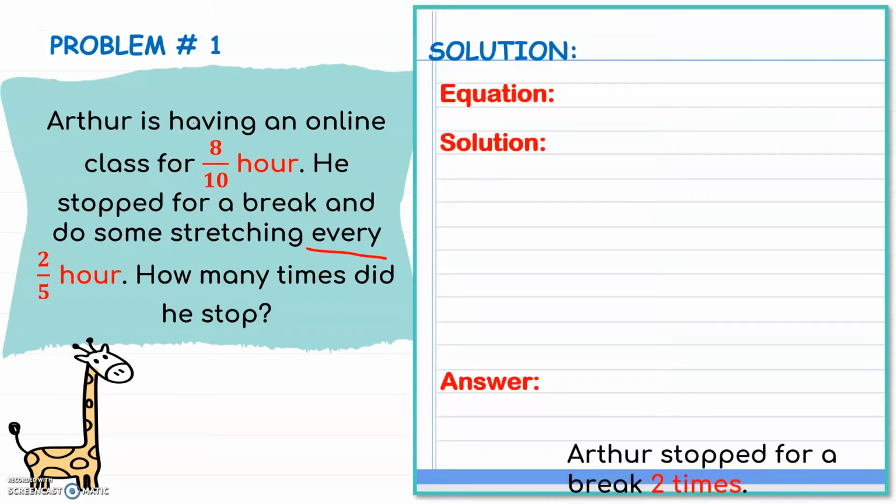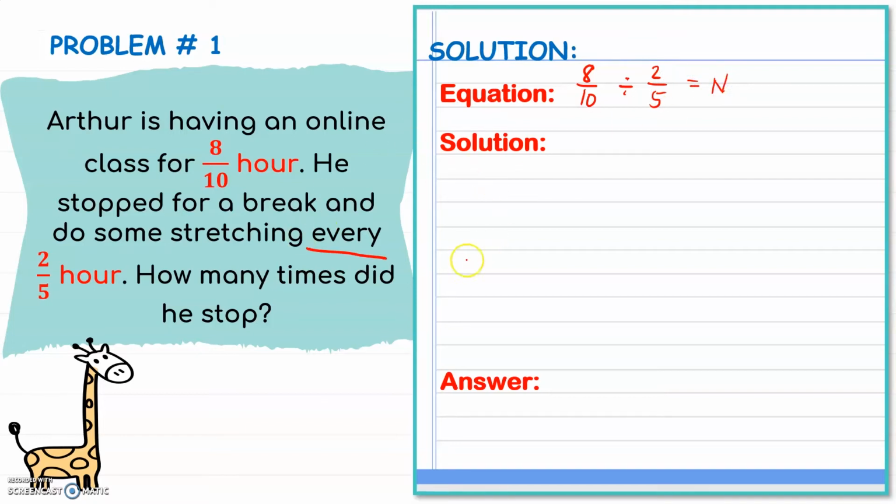So for our solution, we'll follow the ESSA form, which stands for equation, solution, and answer. So let's start with the equation. Again, we need to know how many 2/5 hour are there in 8/10 hour. So our equation will be 8/10 divided by 2/5 is equal to n. Now let us remember how to divide simple fractions.